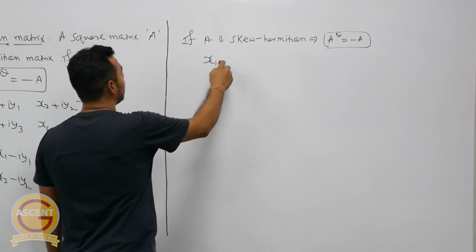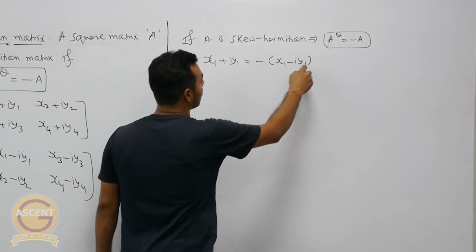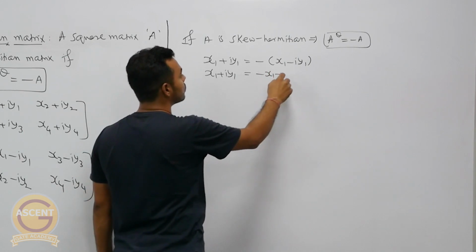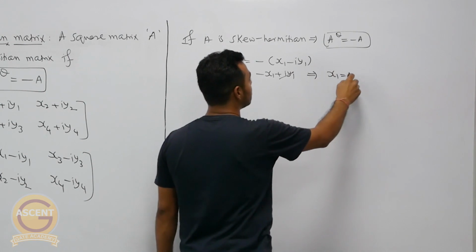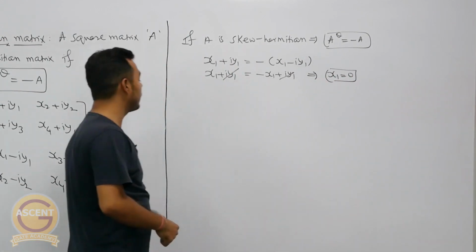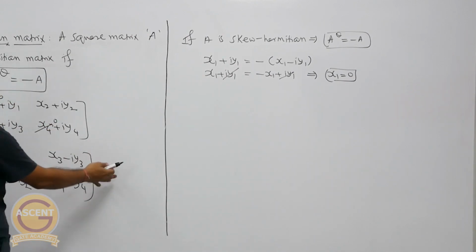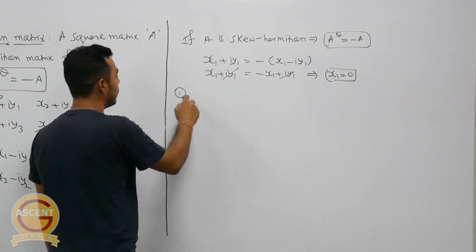So if x1 plus iota y1 is negative of x1 minus iota y1, this means x1 plus iota y1 will be minus x1 plus iota y1. This part will cancel. 2x1 is 0, so this means x1 is 0. Now in a similar manner you can show that x4 is also 0. So this means in case of a Skew-Hermitian matrix, the real part of diagonal element is always 0. x1 is 0, x4 is 0. If you have a 3 cross 3 matrix, then real part of this element is also 0. So this is the first point in case of a Skew-Hermitian matrix.